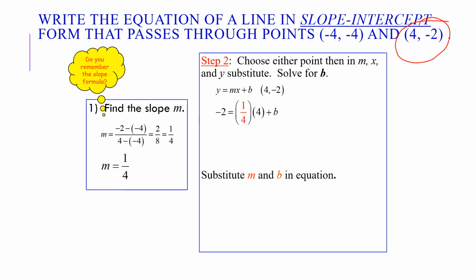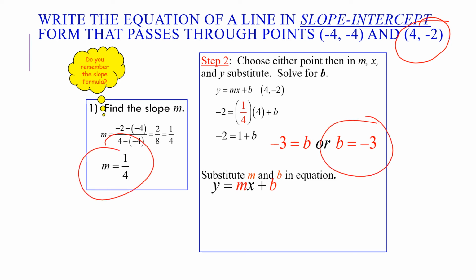So I'm going to plug in -2 for y, 1/4 for m, and 4 for the x, and solve for b. So I end up getting -2 equals 1 plus b, and then I subtract the 1 from both sides and get b equals -3. Then I want to substitute in the m and the b for my equation, y equals mx plus b. So I have y equals 1/4 x minus 3.